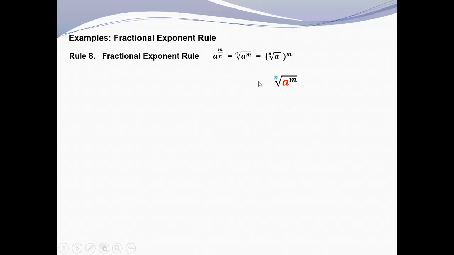Now comes the vocabulary. N is called the index or the root. My denominator of the fraction of the exponent, the n, is your index. The a is called the radicand or the base, and the m is your numerator, a power. And this symbol is called the radical symbol.